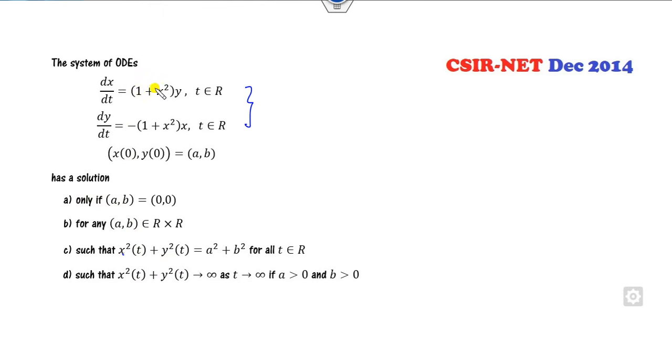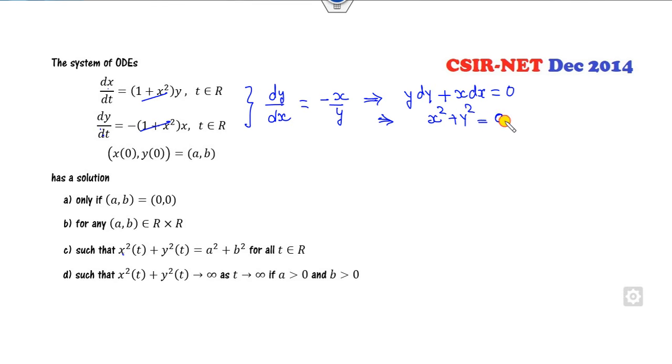Fine. Okay, if I divide them, what is the dy over dx? If I divide them, this value will be cancelled out. It's a minus x over y. So it's a y dy plus x dx equal to 0. What does it mean? x square plus y square is my constant. Fine. So once it is a constant, you can substitute this value.